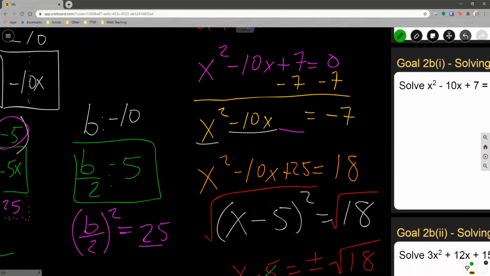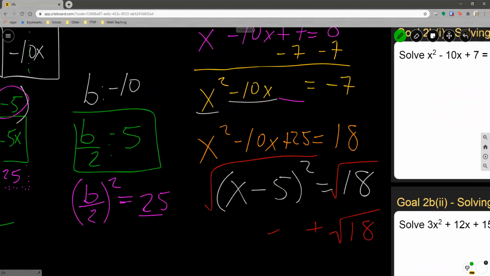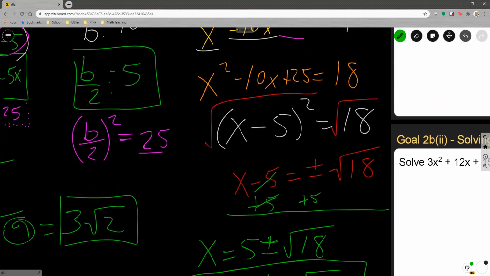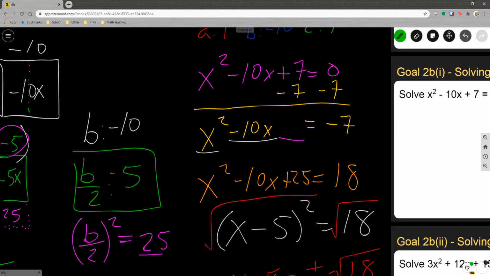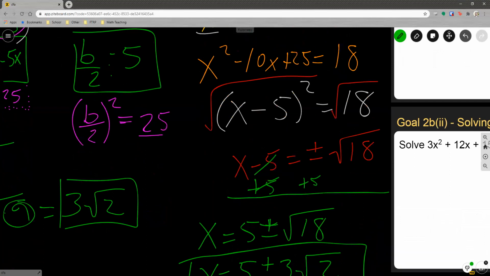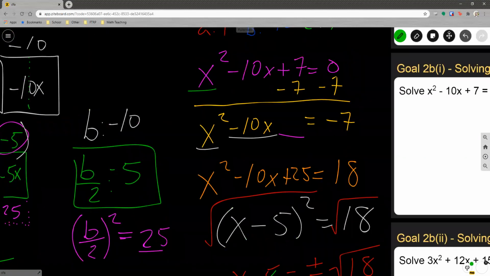If I plug that value back in for x in the original equation and did all my multiplication, I would end up with an equation that works. So in other words, if I plugged in 5 plus the square root of 18 for x, did all the calculations, and added 7, I would get 0.